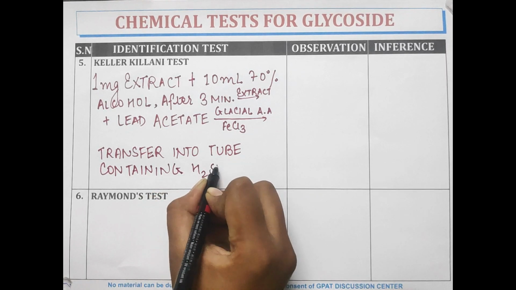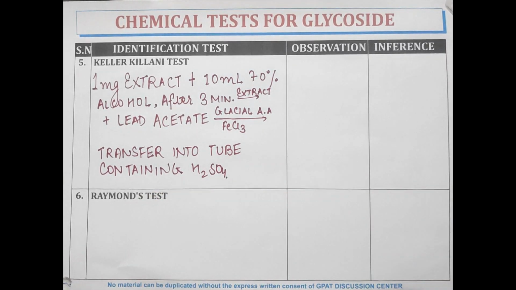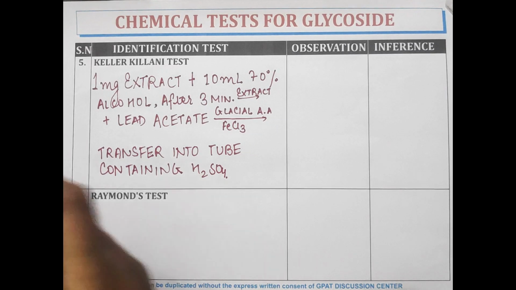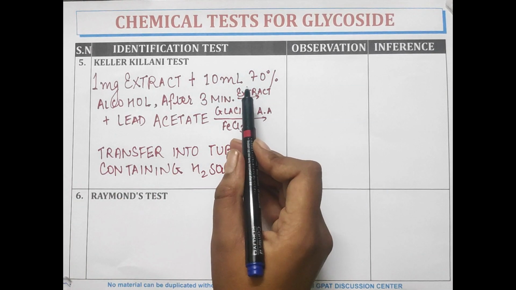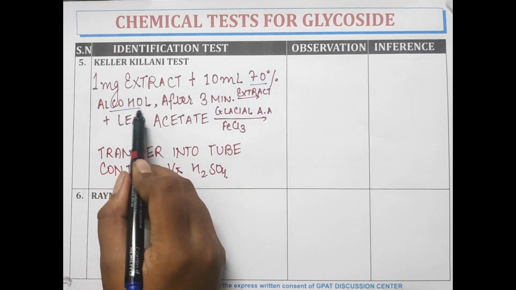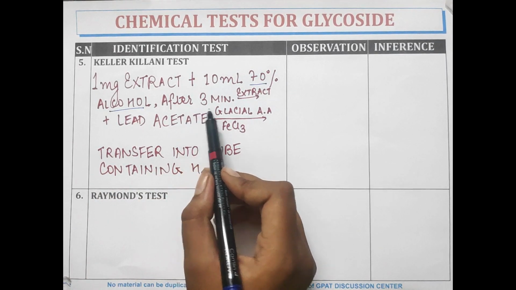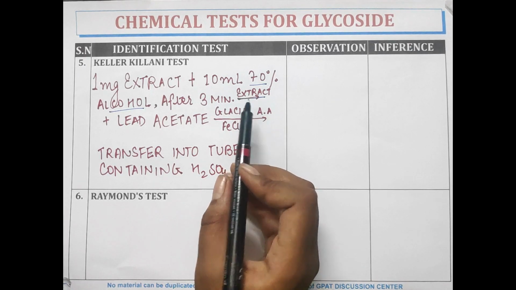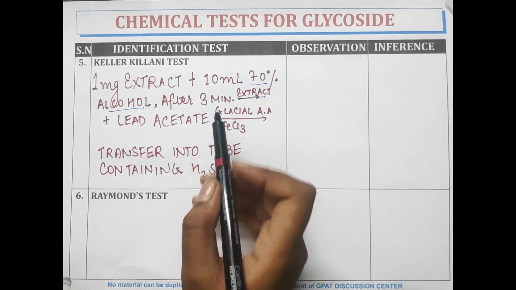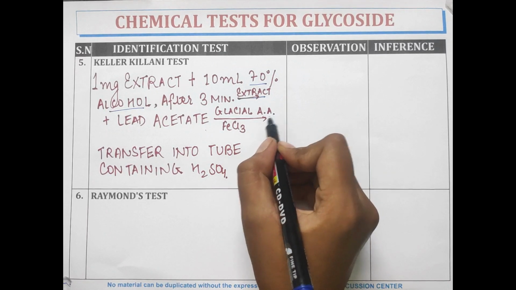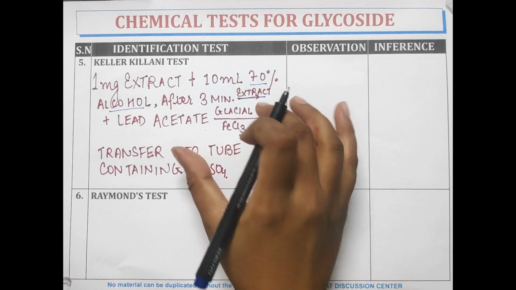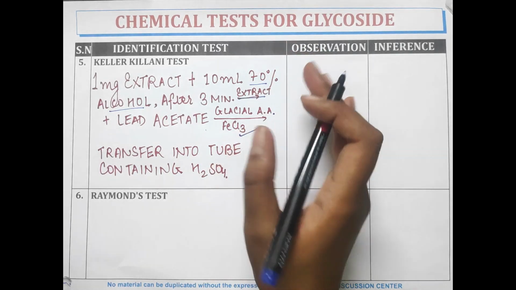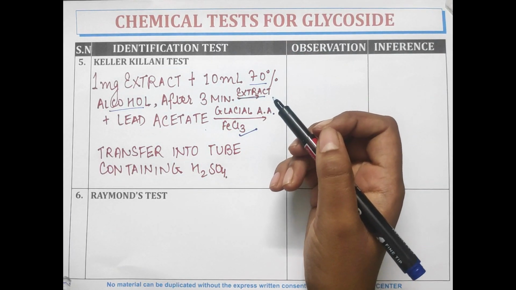In Keller-Kiliani test, 1 mg of extract is mixed with 10 ml of 70% alcohol. Then after 3 minutes, the extract is taken out. Then the extract is mixed with lead acetate, glacial acetic acid and ferric chloride. This solution is transferred into a test tube containing sulfuric acid.